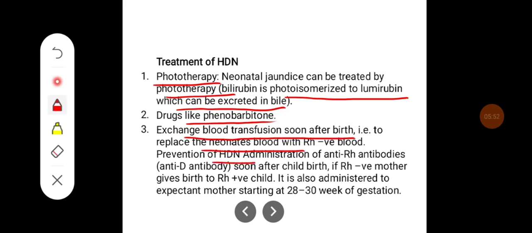Prevention of HDN is administration of anti-Rh antibodies, that is anti-D antibodies, soon after childbirth if the Rh negative mother gives birth to an Rh positive child. It is also administered to the expectant mother starting at the 28th to 30th week of gestation.